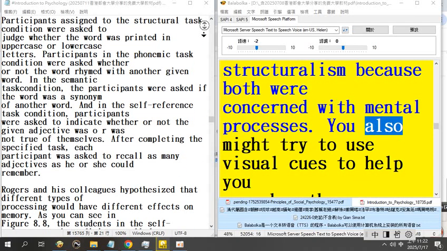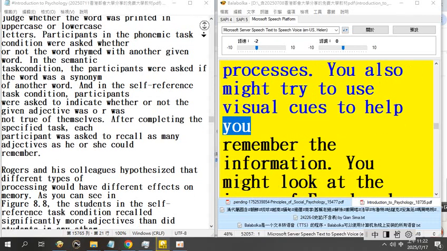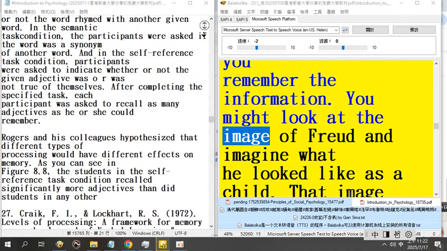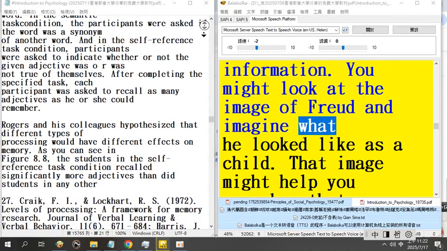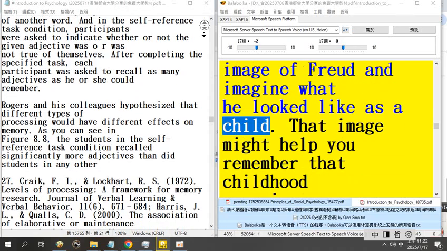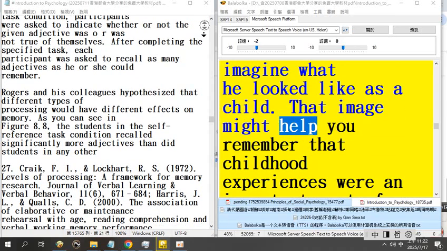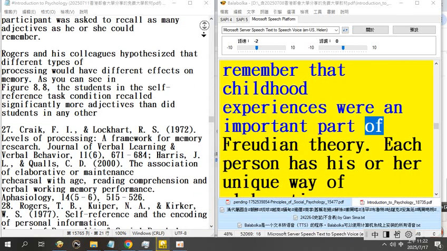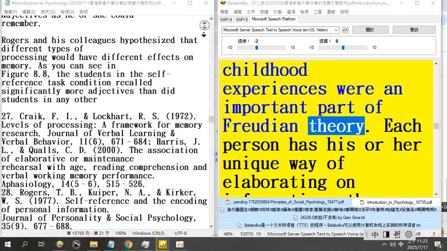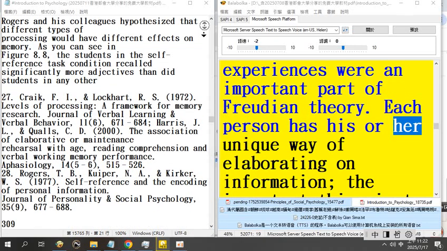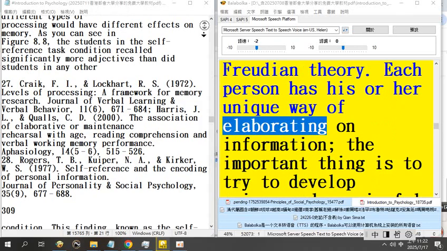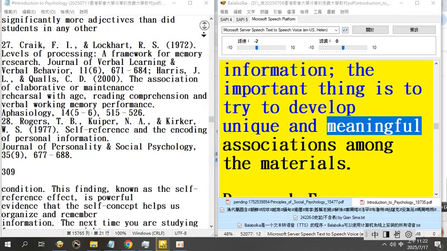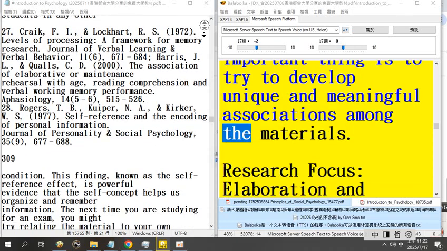You also might try to use visual cues to help you remember the information. You might look at the image of Freud and imagine what he looked like as a child. That image might help you remember that childhood experiences were an important part of Freudian theory. Each person has his or her unique way of elaborating on information. The important thing is to try to develop unique and meaningful associations among the materials.